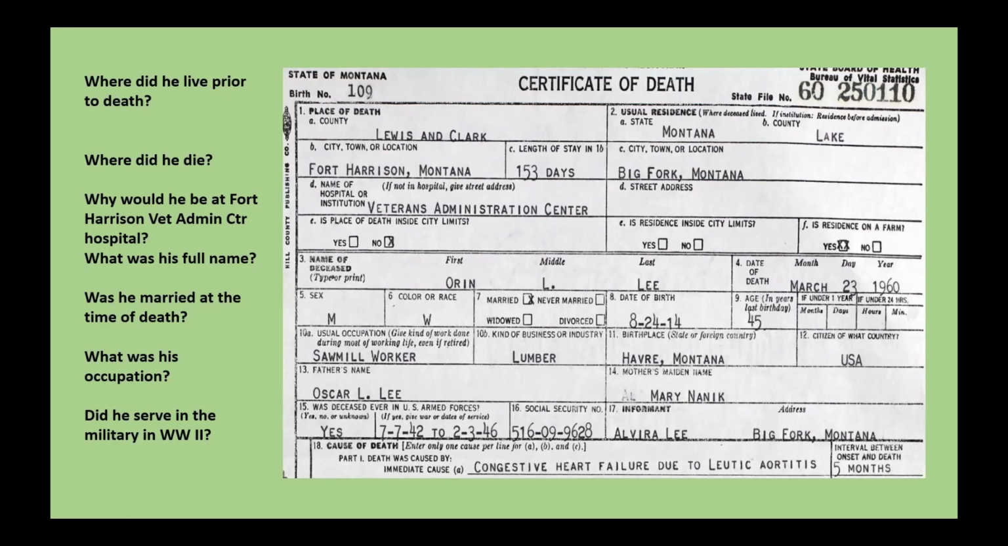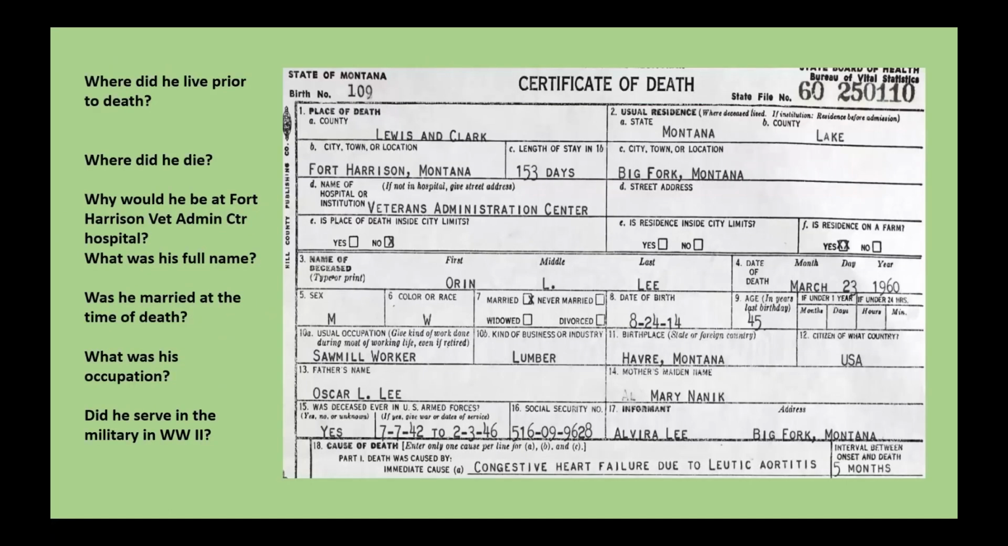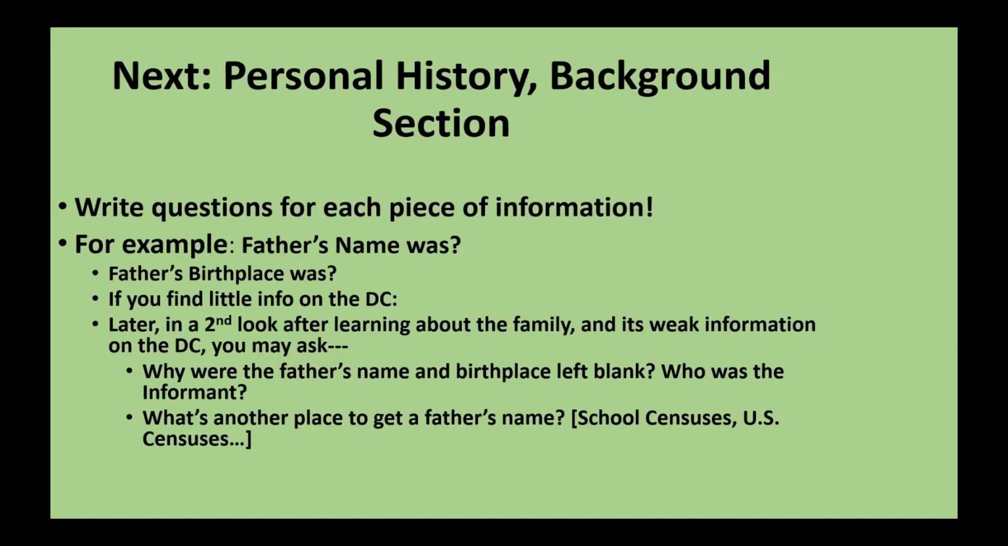But what I discovered about this uncle, as I was doing this very thing that I'm sharing with you today, was his personal background. And I had to take a second look. Here's my second look about my Uncle Orrin. Father's name and birthplace. Were they left blank? No, they weren't. Who was the informant? Well, the informant, by the way, was Elvira Lee down here, and that was his wife. But if you didn't know, you would have to investigate that.